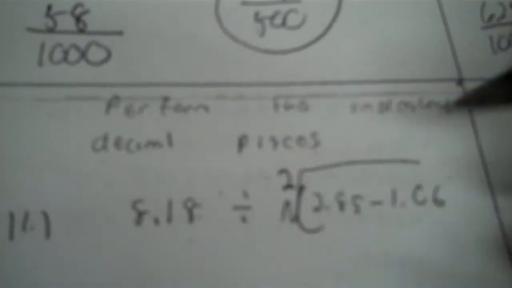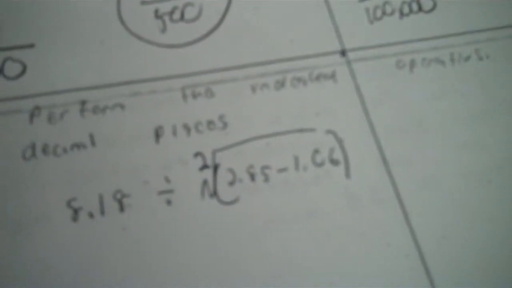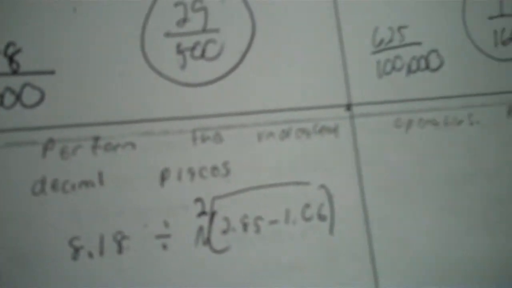Okay, so parentheses, we do not have any. No, you don't need to insert parentheses there. Exponents, okay. Actually, why don't you? Parentheses: if you have an operation inside of a radical, you're going to want to put that in parentheses and figure that out, okay? So 2.85 minus 1.06 is 1.78.